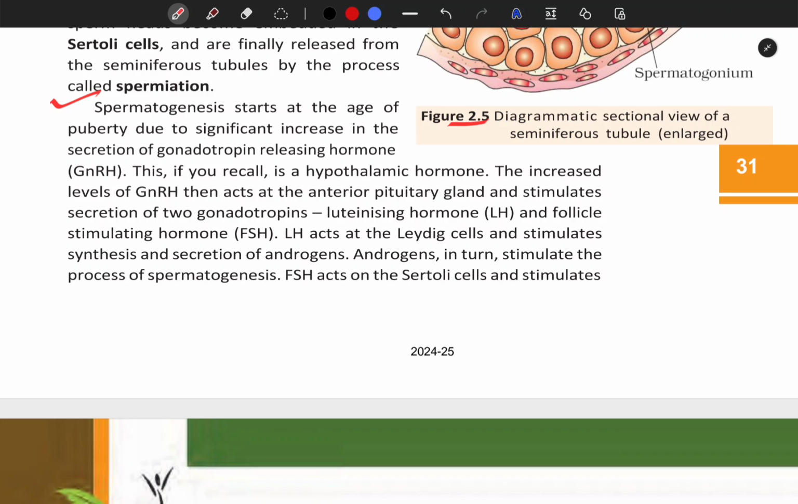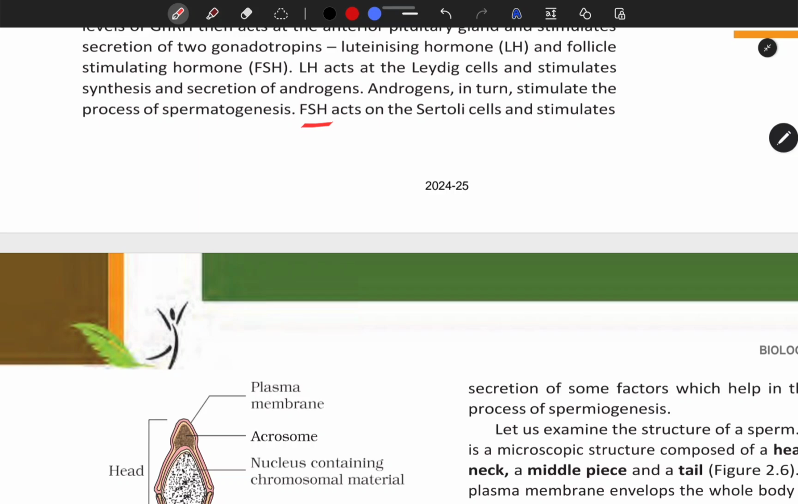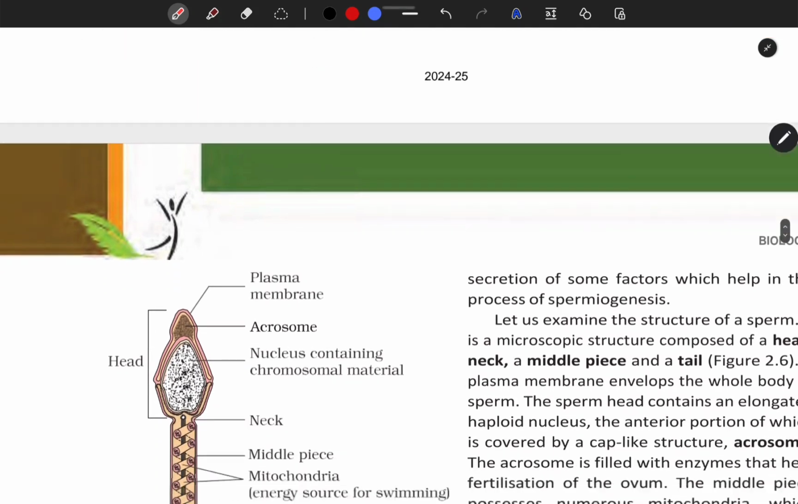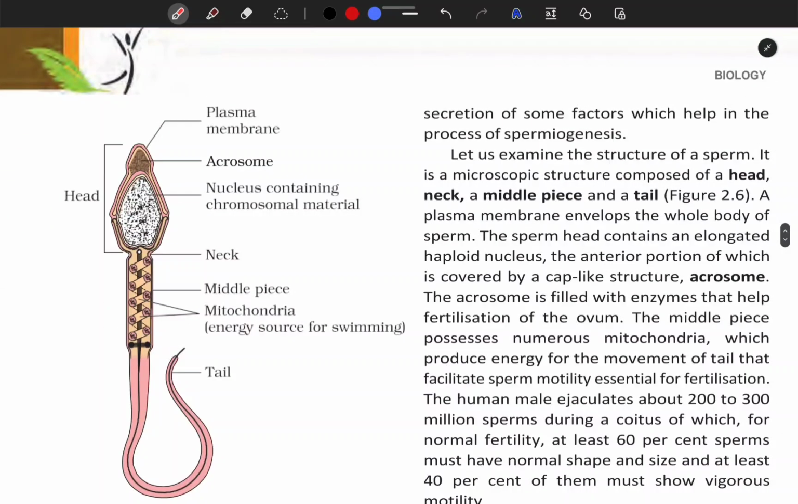LH acts at the Leydig cells and stimulates synthesis and secretion of androgens. Androgens in turn stimulate the process of spermatogenesis. FSH acts on the Sertoli cells and stimulates the secretion of some factors which help in the process of spermiogenesis. Let us examine the structure of sperm.